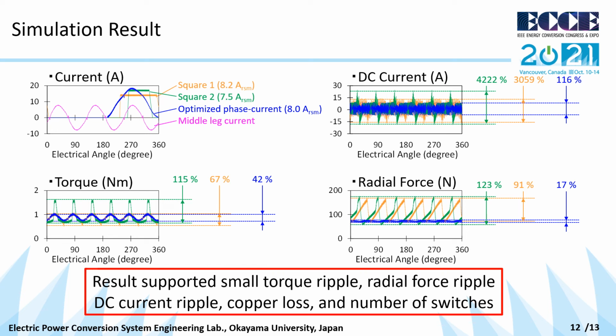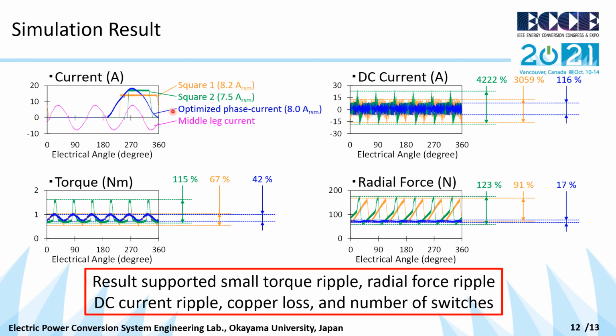This slide presents the simulation result. This figure shows the phase current waveforms, torque waveforms, DC current waveforms, and radial force waveforms, respectively. The horizontal axis shows the electrical angle. The green waveforms present the result of the square phase current to minimize the copper loss. The orange waveforms present the result of the square phase current waveform tuned to reduce 3 ripples. The blue waveforms present the result of the optimized phase current waveforms for the N+2 inverter.